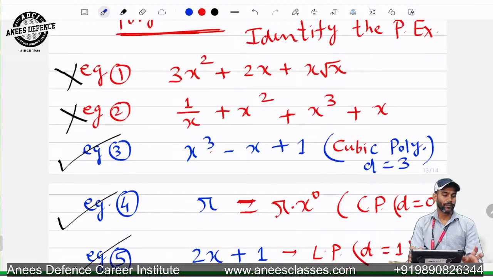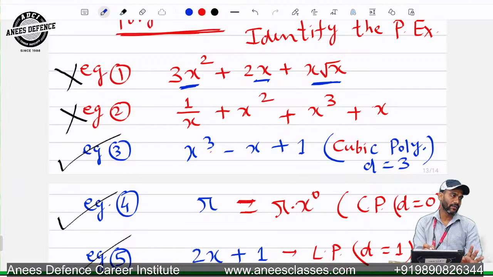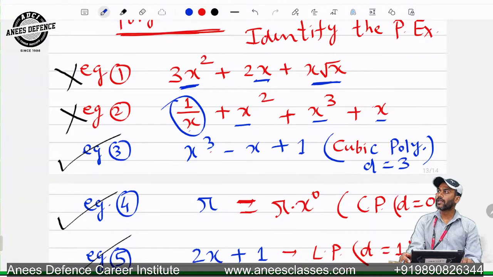And both of the first two are not polynomials. Why? See, here we don't have any problem, but x to the power 3 by 2, I mean, overall power is 1 plus half, 3 by 2. And 3 by 2 is not a whole number. So power is not a whole number. So that is why it is not a polynomial. Similarly, here also, we don't have any problem, but 1 by x is nothing but x to the power minus 1.